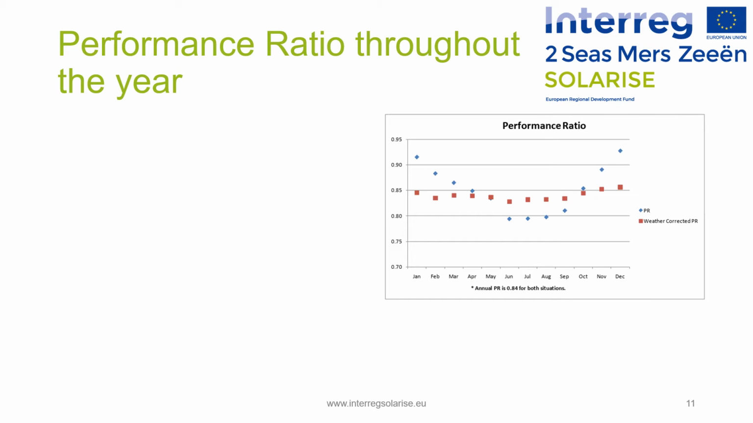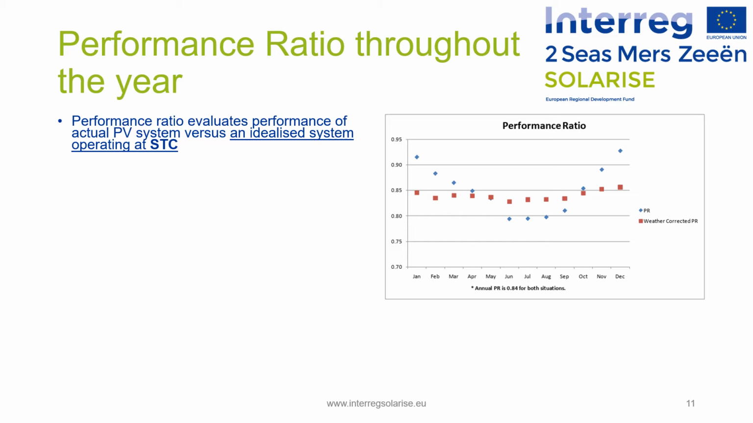As you can see in this image, the blue dots show the performance ratio throughout the year, and that can vary quite a bit. However, there are methods to correct the performance ratio so that you can evaluate the system performance at other times in the year.